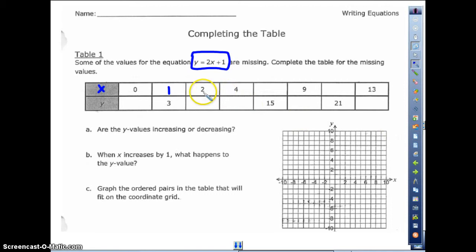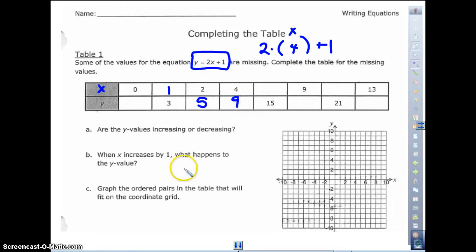All right, I'm going to put in an x value of 2. 2 times whatever your x value is plus 1. Well, my x value here is 2. So if I plug in a 2, 2 times 2 is 4, plus 1 more is what? Yeah, 5 goes in right here. Let's put in an x value of 4. 4 times 2 is? Plus 1 more is? Yeah, this y value should be 9.